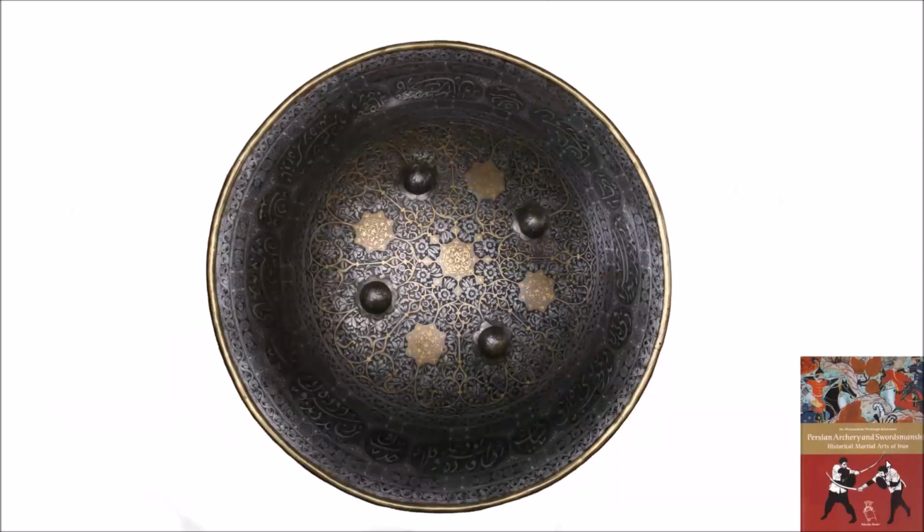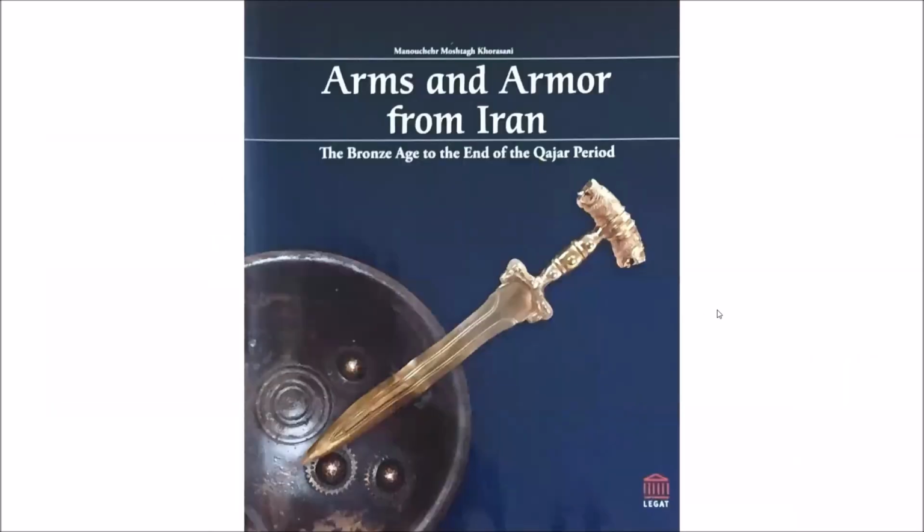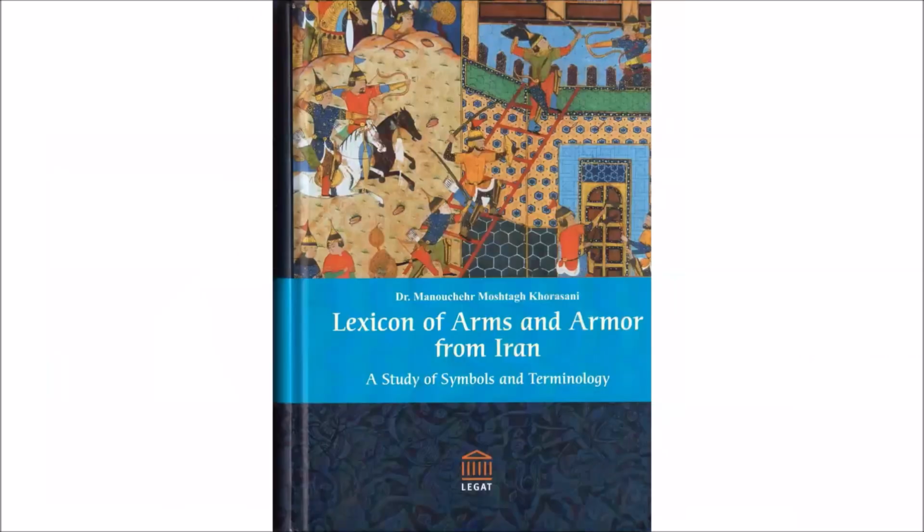This is another one, but it's chiseled, beautifully chiseled. More information about this is in Persian Archery and Swordsmanship in my book. You can find all this information, classification, all these items, and many more shields in my book, Arms and Armor from Iran. If you are interested, you can also check for the etymology of different words related to it in Lexicon of Arms and Armor from Iran.